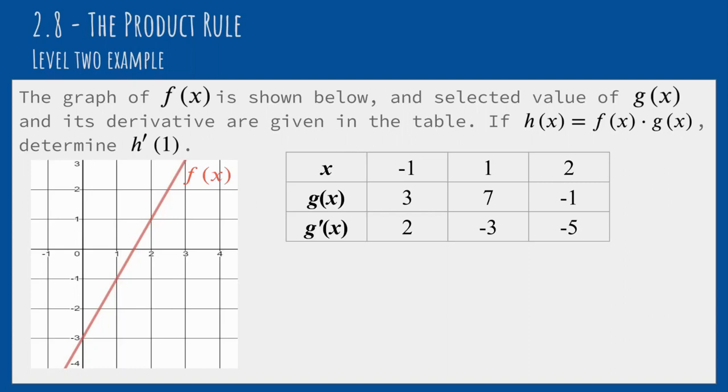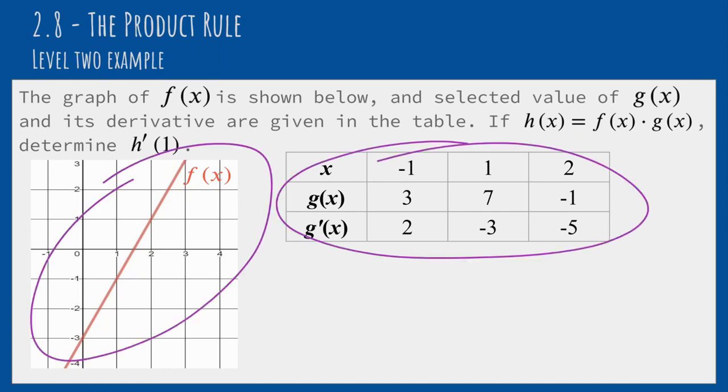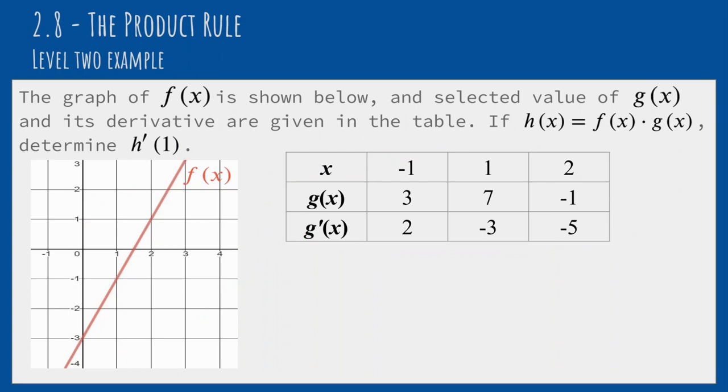Let's take a look at a couple examples of the product rule that use multiple representations of functions. So in this particular problem, we have h of x as a function defined as f times g, and we are given information about f in a graph, and we're given information about g in a table. So we're mixing graphical presentation with numerical presentation, and we want to find the derivative of h at 1.